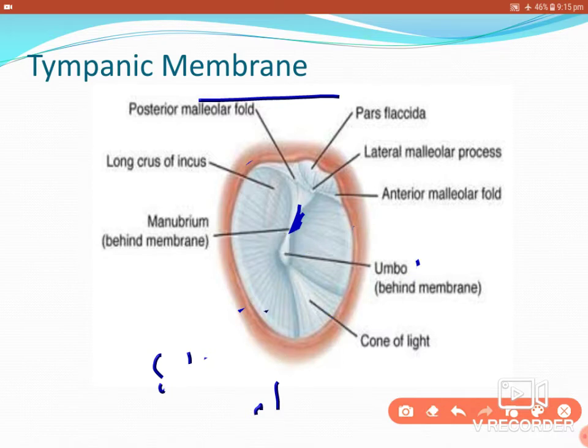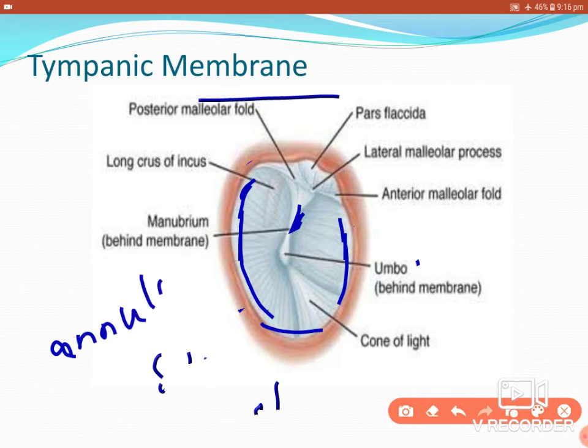Here is the outer fibrocartilaginous rim. The membrane forms a fibrocartilaginous rim that is called the annulus tympanicus.